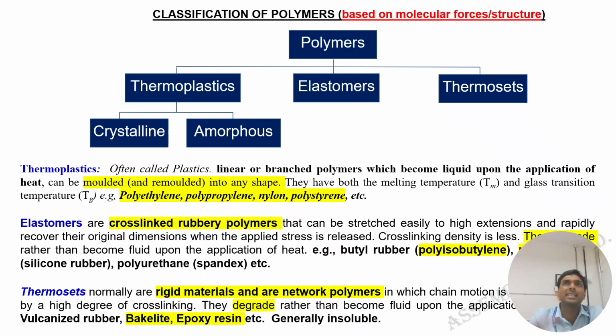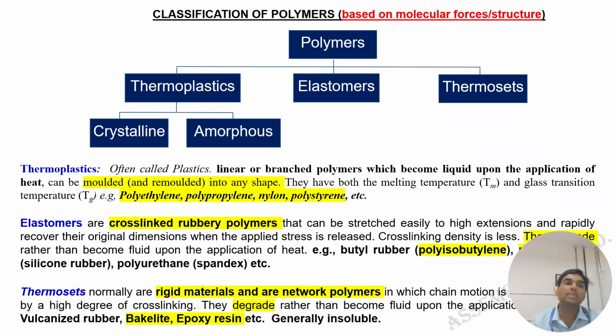Means you can make it in any shape, whereas elastomers are basically cross-linked rubbery polymers. So they can be stretched just like rubber, right? In any extension. So basically, the cross-link density is less, and it does not have any kind of melting, but it will have thermal decomposition. So, for example, polyisobutylene or silicone rubber or polyurethane.